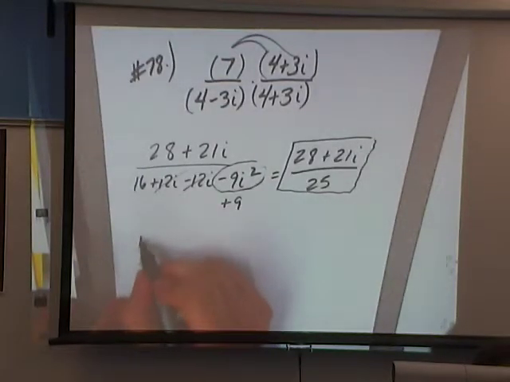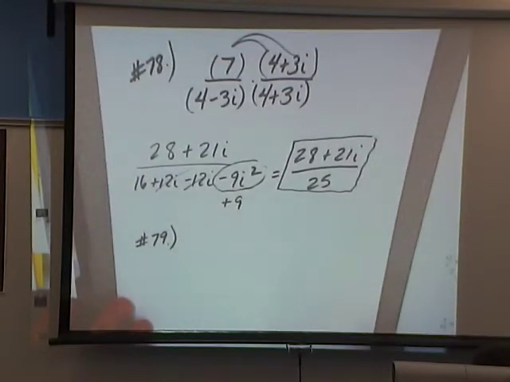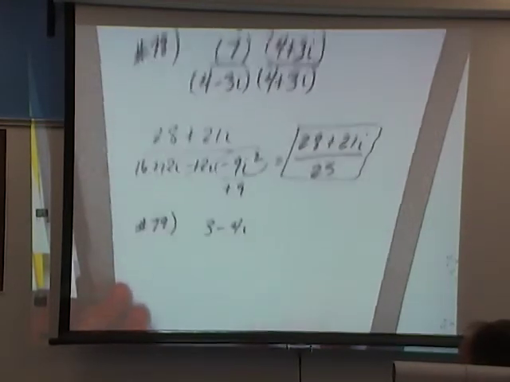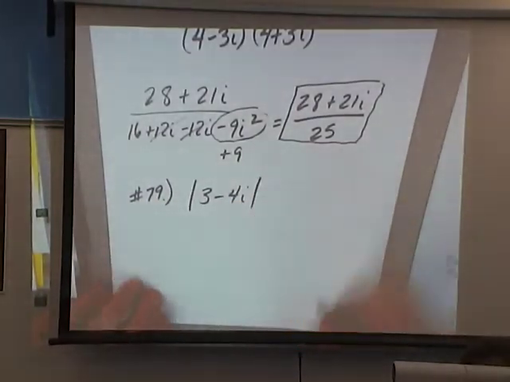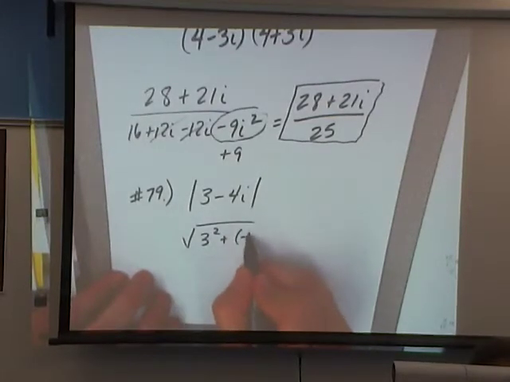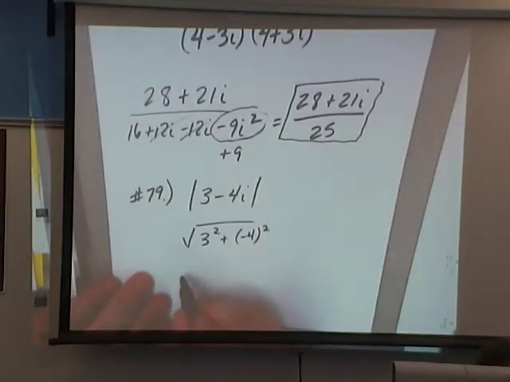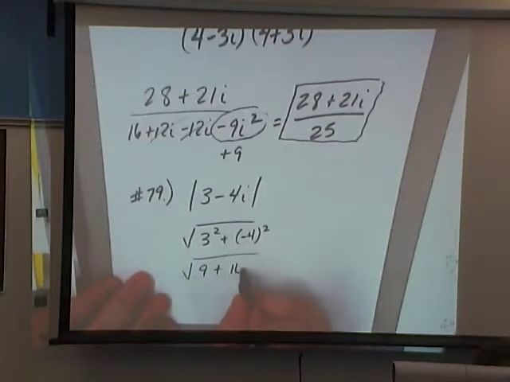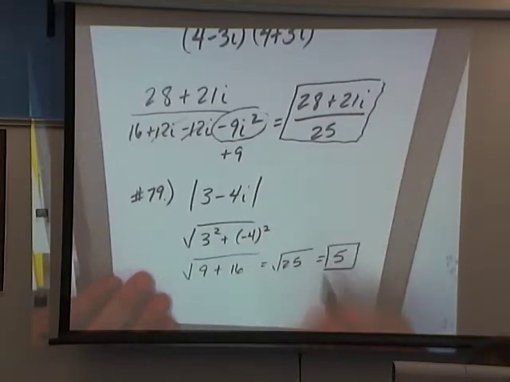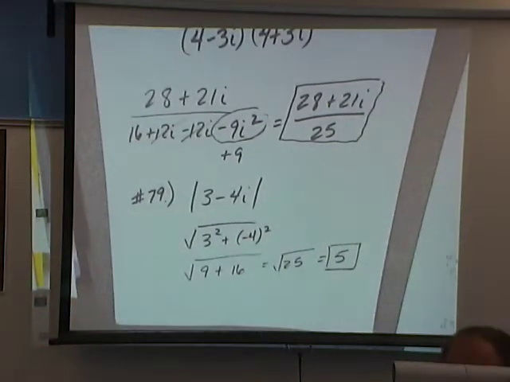All right, number 79. They want the absolute value of 3 minus 4i, which is the same thing as this question, right? So that'll be 3 squared plus negative 4 squared. So that's the square root of 9 plus 16, square root of 25, or just 5. Absolute value is distance. Questions on 79?